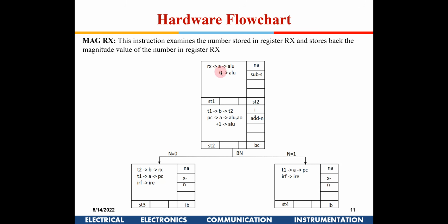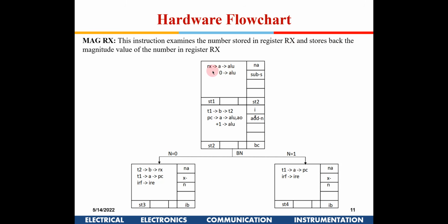Let me repeat what I said. What we are doing is 0 minus the number stored in register Rx. If it is a positive number, we leave it as it is, and if it is a negative number, we change the sign, because we are just interested in the magnitude. So we change the sign and keep that number in the register Rx.